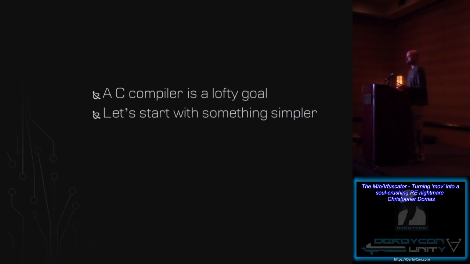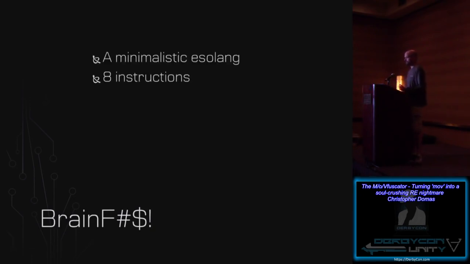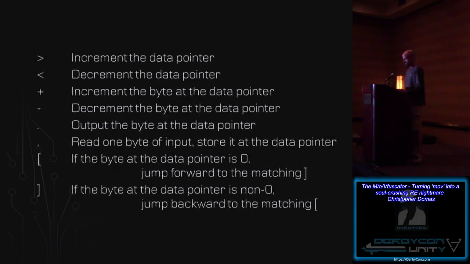So a C compiler is kind of a lofty goal here, but I thought let's start with something a lot simpler, a lot more manageable. The simplest language I could possibly think of as a starting point is something that's a little bit inappropriate for a family-friendly conference like this, but it's this minimalistic, esoteric programming language that has only 8 instructions, only 2 registers, an instruction pointer and a data pointer. For the purposes of this talk, I'm going to try to call this BrainYuck, and hopefully I won't screw that up. But these are the 8 BrainYuck instructions.